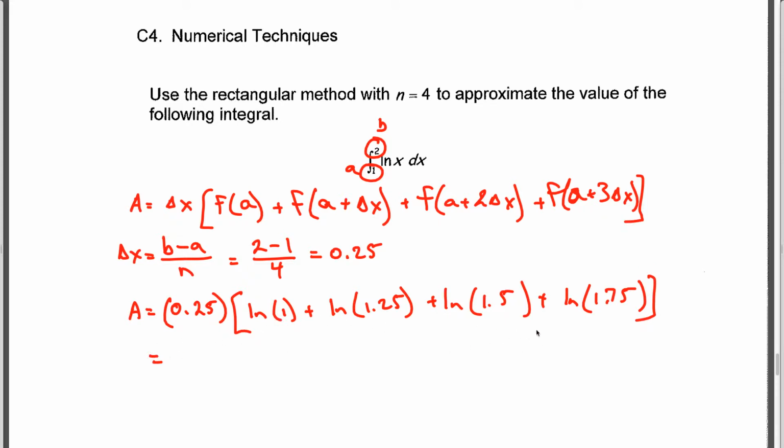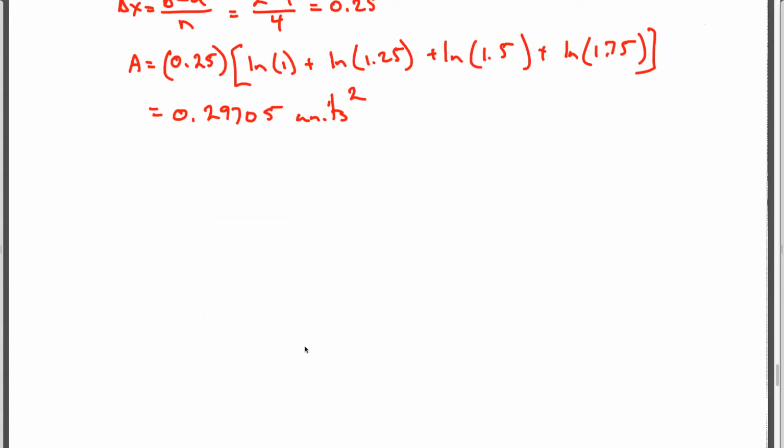We evaluate each of those, add them together, multiply by 0.25, and we get the result 0.29705 units squared as our area. So that's our approximate area using the rectangular method. We'll continue now to C5.